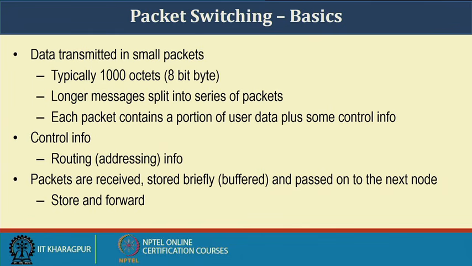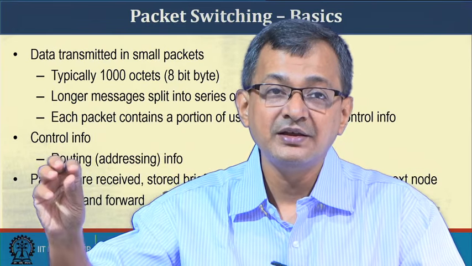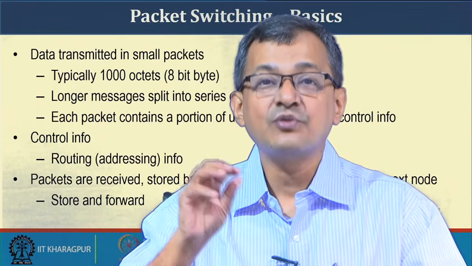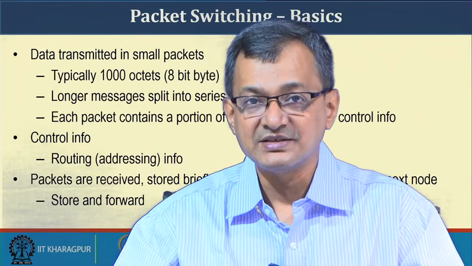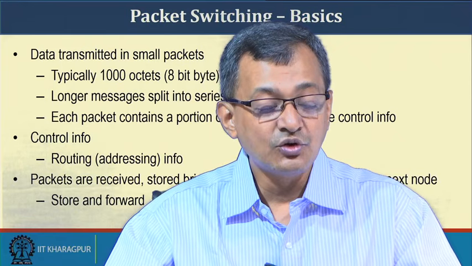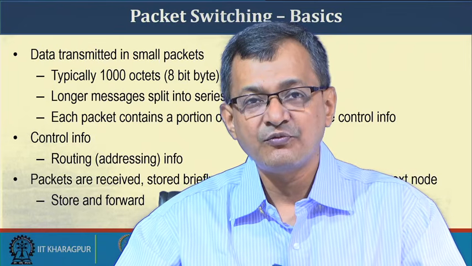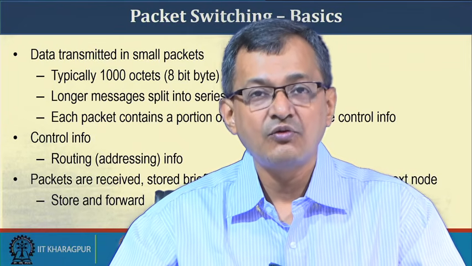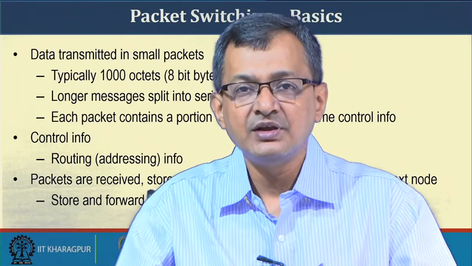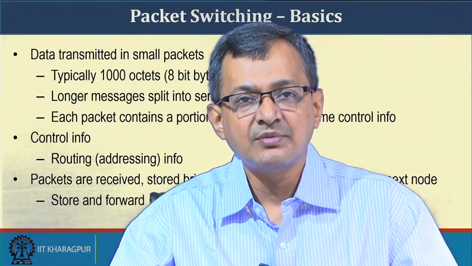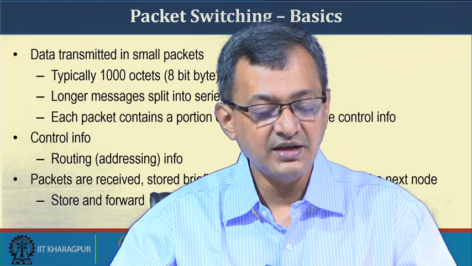Now, what is happening is that packets are moving independently. The packet contains the data and some control information which helps it get routed to the destination. The control information is primarily for routing or address information, where I am going or where it is moving from and to, and there are other pieces of information as well. When we discuss these packets in particular, we will be discussing those things.